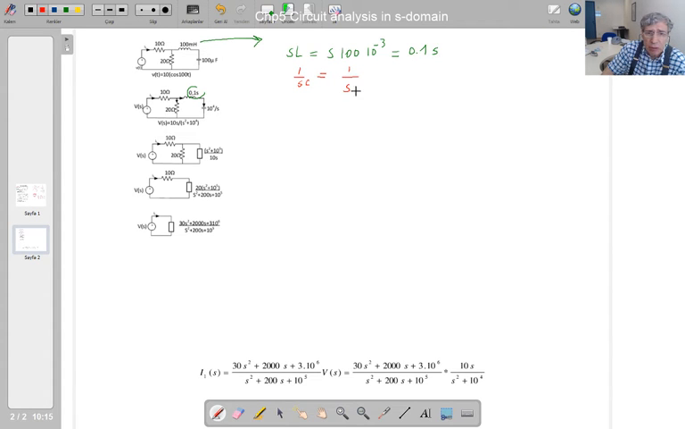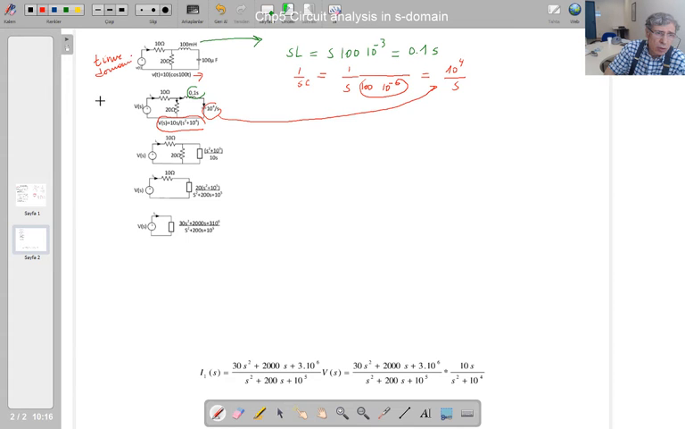100 microfarad. 100 micro is 10 to the power minus 6. This becomes minus 4. Move it to the numerator, sorry, it's going to be 10 to the power 4 over s. So that's this one. So 10 and 20 is not going to change, and that is time domain voltage, and that is S domain voltage. So this is time domain circuit, and this is S domain.